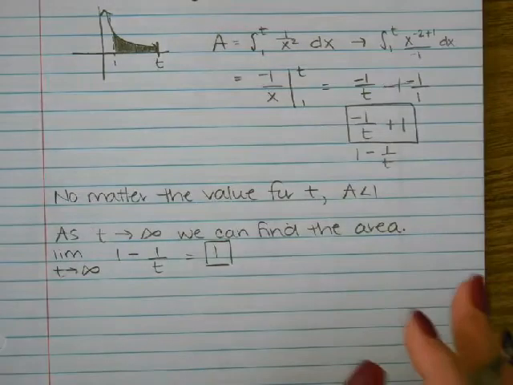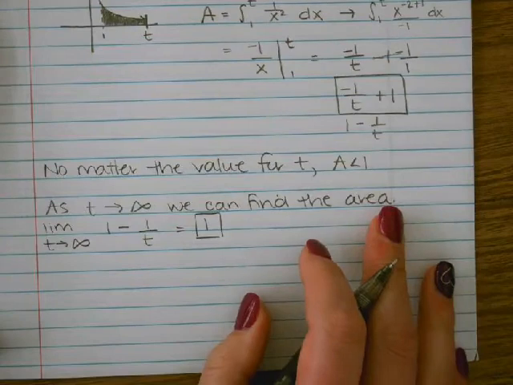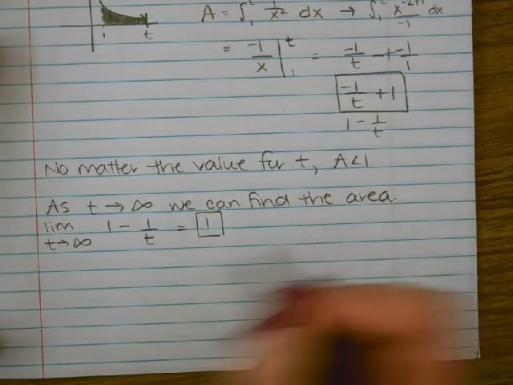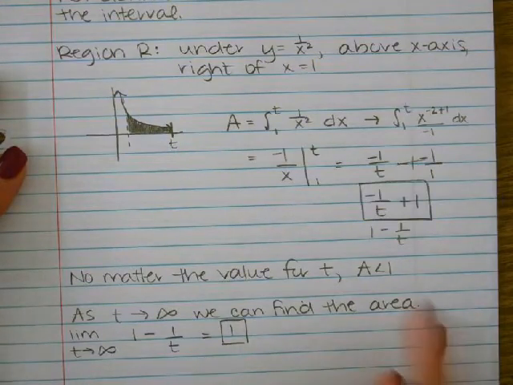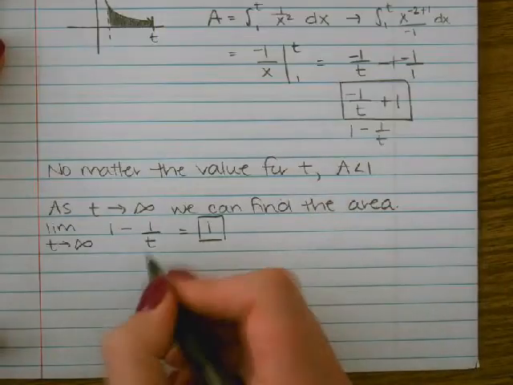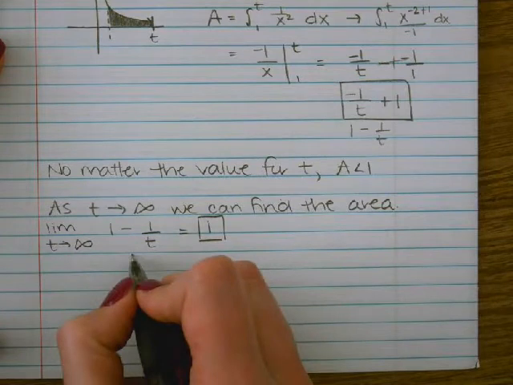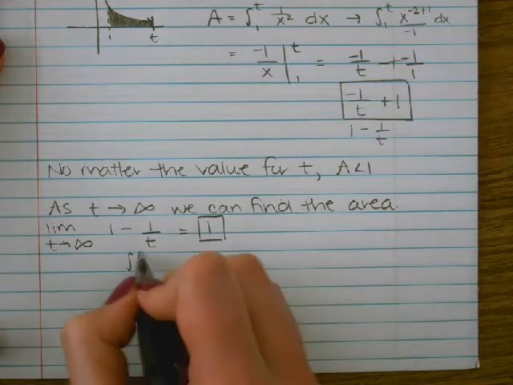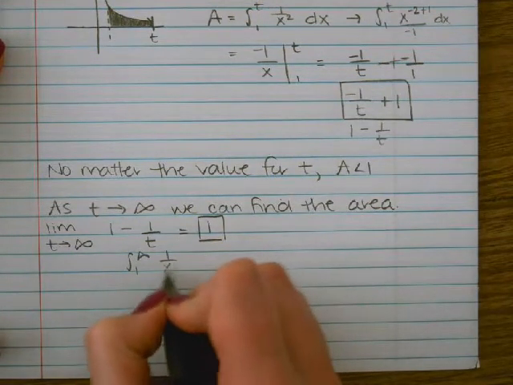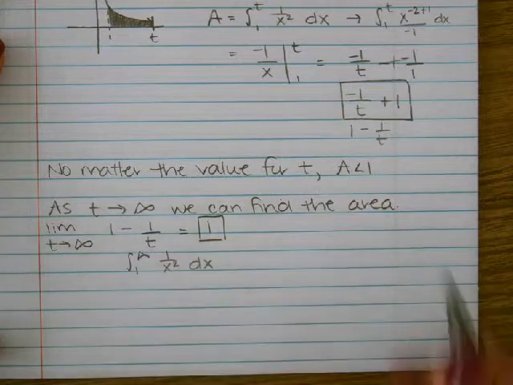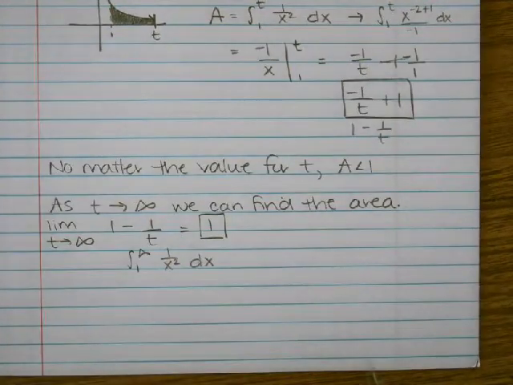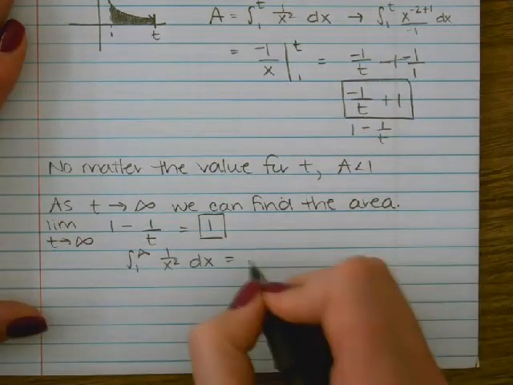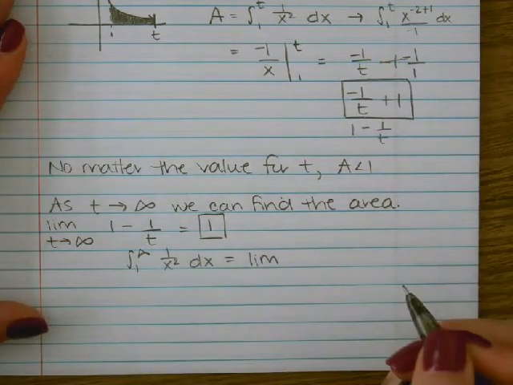Now I'm going to go ahead and rewrite this so we can see how we're going to work with these improper integrals. If I wanted the same picture but I wanted it to go forever instead of t, then the definite integral would be from 1 to infinity of 1 over x squared dx. Because that's an infinity right there, I can't actually do this. But what I can do is use the idea of limits to help me come up with the answer.